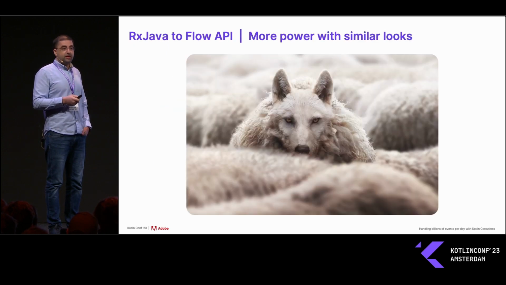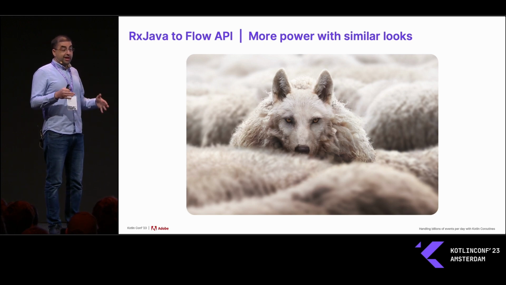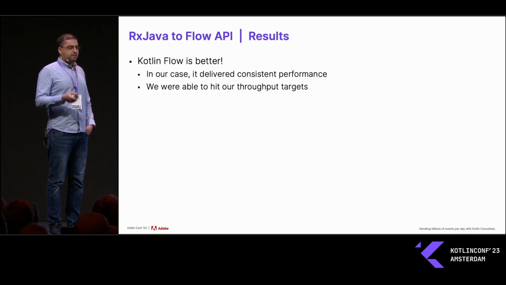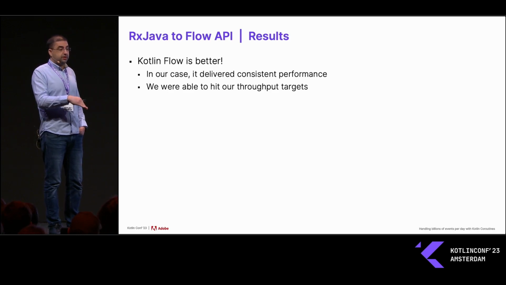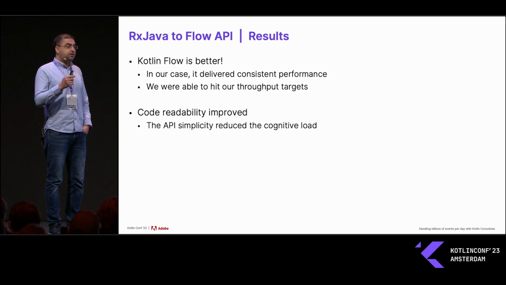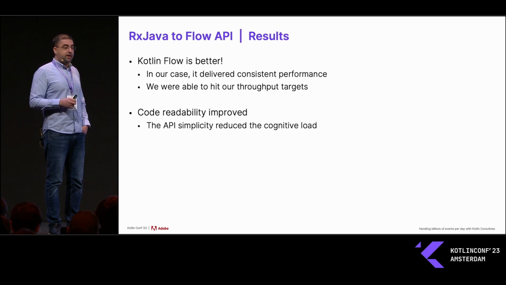But did it work? Well, we believe this picture sums up our achievement with Kotlin Flow, since we were able to deliver better throughput from an API that ultimately looks the same. And as I said, we managed to hit our throughput targets with this, since it was performing better. But we also got a second benefit from this. The code was easier to follow now, since Kotlin Flow has an easier, simpler API, which is very similar to Kotlin collections that are so well known.